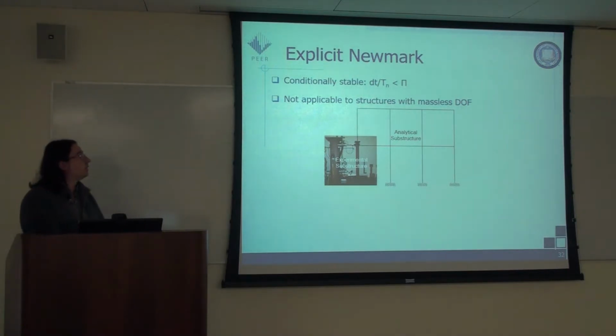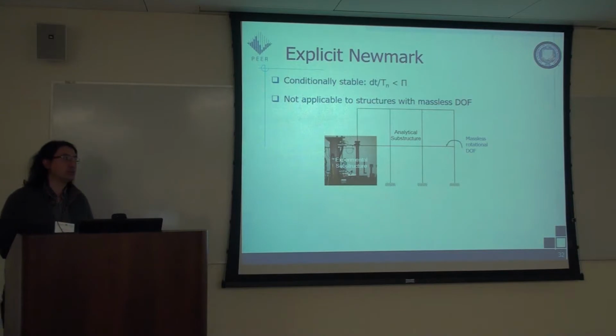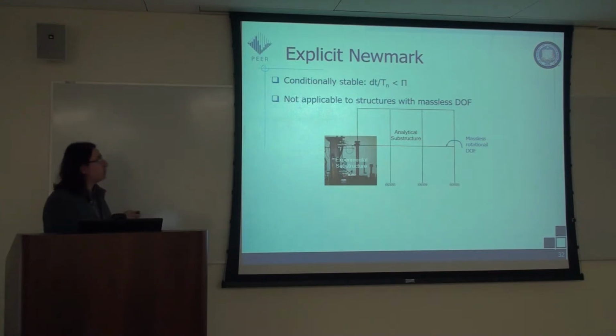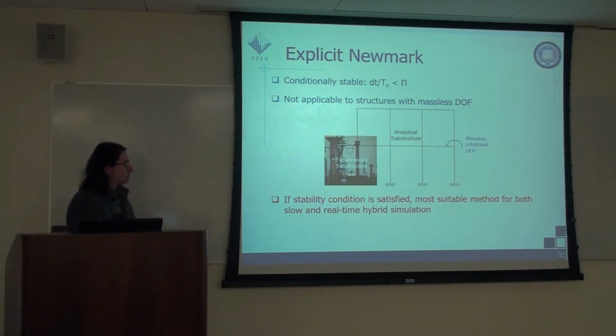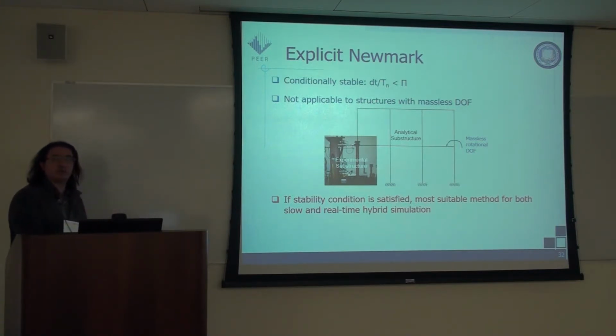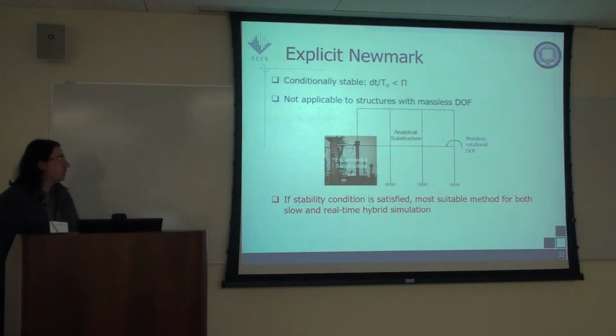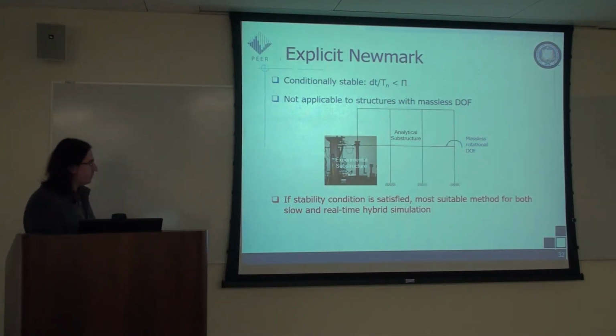Because of this, the stability requirement is not applicable to structures with massless degrees of freedom, such as frames where you don't have any mass moment of inertia in the nodes. These types of structures have zero period modes, and obviously they don't satisfy this equation. Therefore, the explicit Newmark method cannot be used for these types of structures. If the stability condition is satisfied, I can say this is the most suitable method for both real-time and slow real-time hybrid simulation.